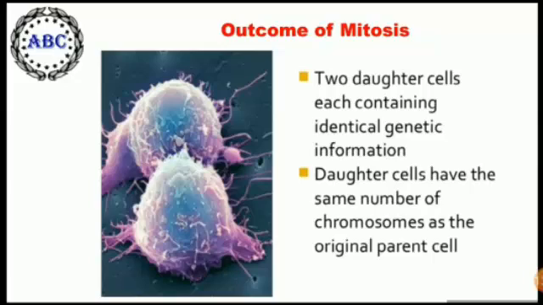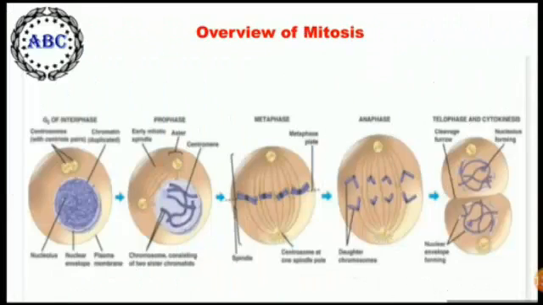When the new wall joins with the existing side walls, the two cells have become separate from each other. This is the outcome of mitosis: two daughter cells, each containing identical genetic information. Daughter cells have the same number of chromosomes as the original parent cell. This is the overview of mitosis.